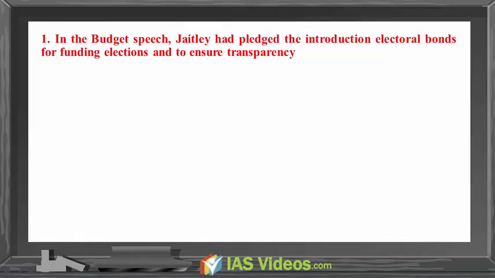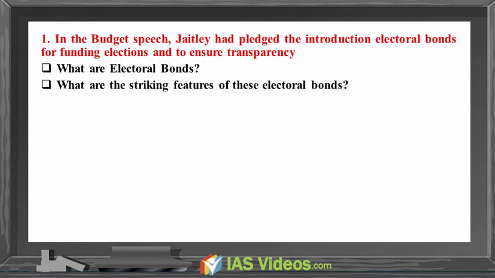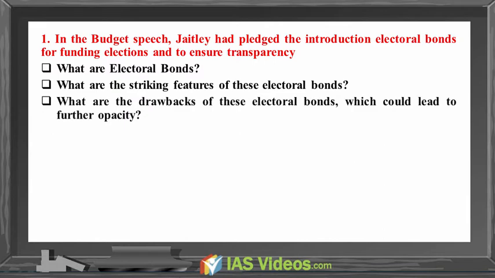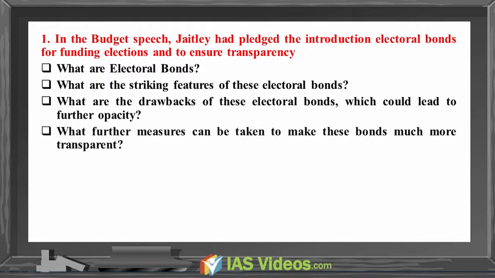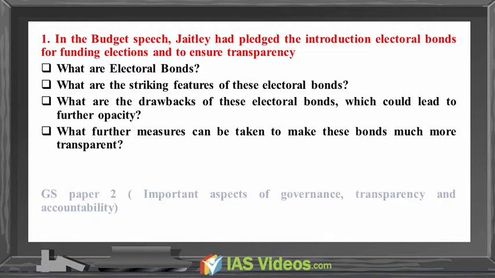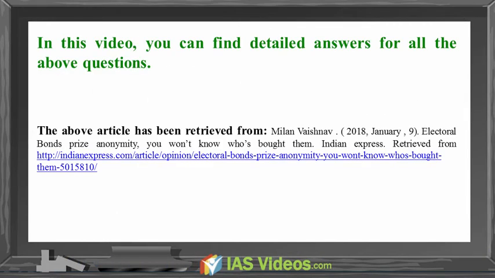In the budget speech, Jaitley had pledged the introduction of electoral bonds for funding elections and to ensure transparency. What are electoral bonds? What are the striking features of these electoral bonds? What are the drawbacks of these electoral bonds which could lead to further opacity? What further measures can be taken to make these bonds much more transparent? GS Paper 2. Important aspects of governance, transparency and accountability. In this video, you can find detailed answers for all the above questions.